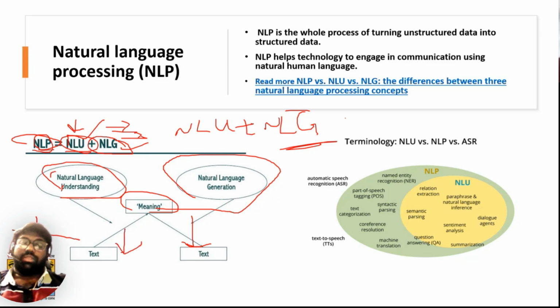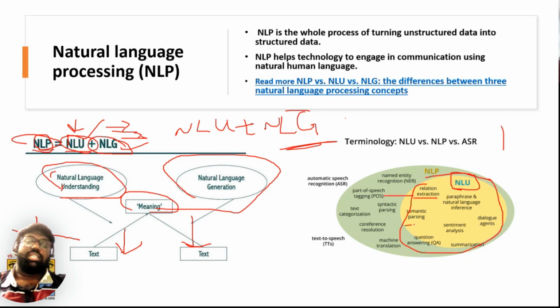So if you see this diagram, I just kept it here. See, NLU is just understanding: relation extraction or semantic parsing, question answering, sentiment analysis, dialogue agent, summarization. So it understands, it will do summarization. It understands, it will say whether it is positive or negative. So like this. On top of it, we have a lot of things like named entity recognition.